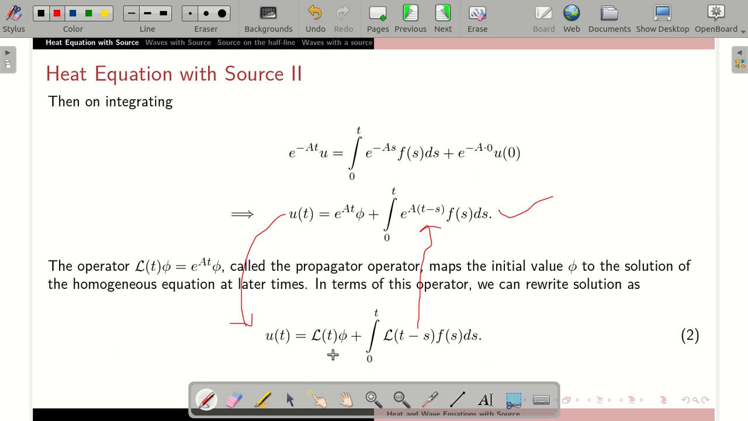You can see that there are two terms on the right hand side. One is L(t) phi and the other is the integral of L(t minus s) f(s) ds. And we will see that the solution of the heat equation will be in this form: the first term from the homogeneous one, and the second, the integral, from the right hand side. You can see that there is no role of f in the first.